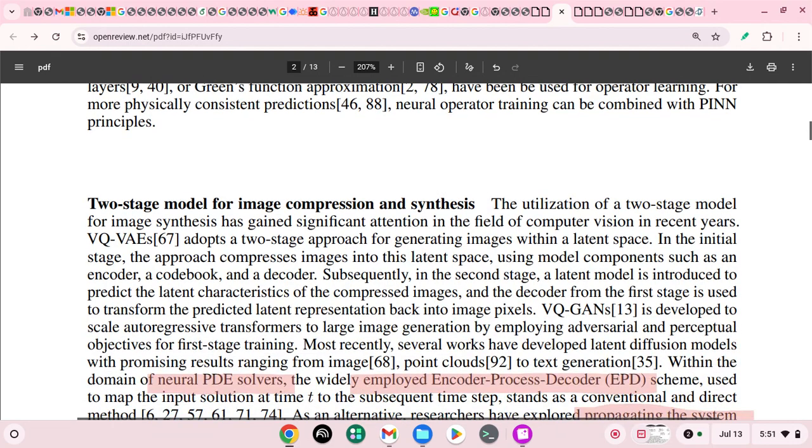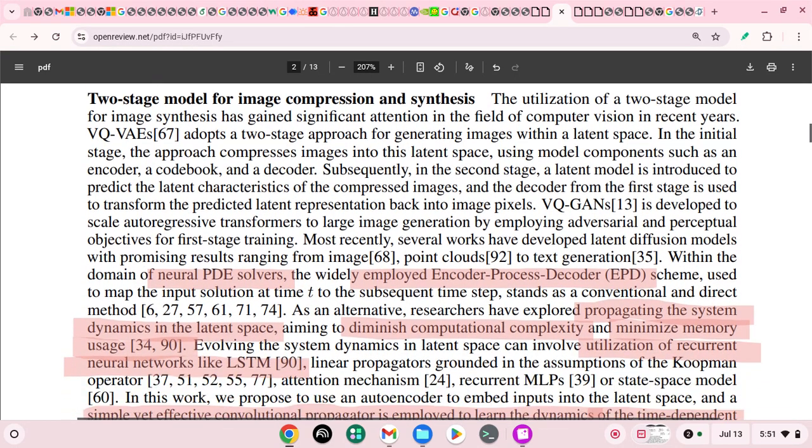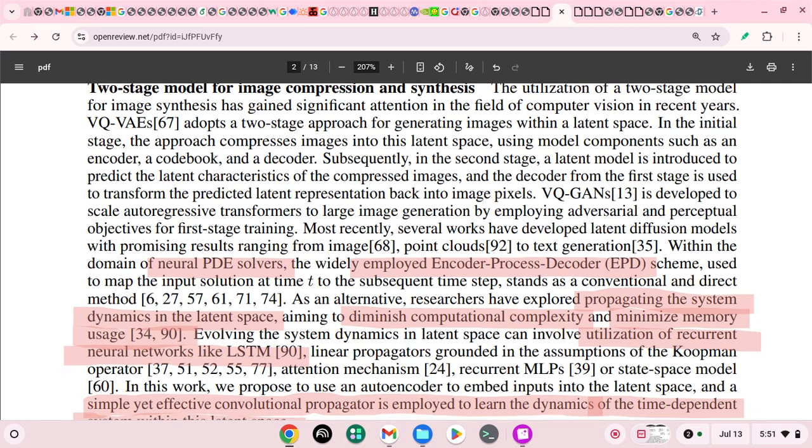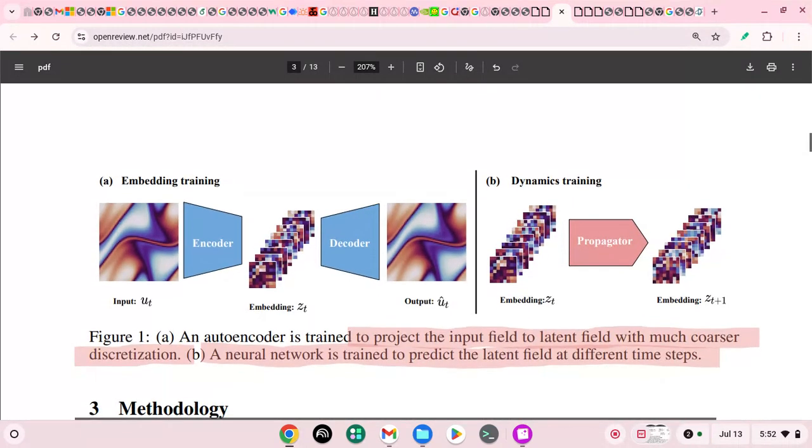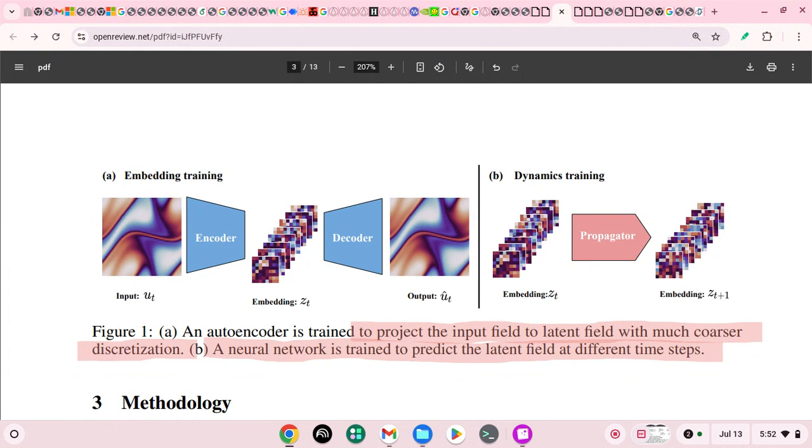So the two stages involve, as mentioned earlier, first building an encoder-decoder model based on convolutional neural networks. We try to minimize the computational complexity for evolving the dynamics. Once that reduced dimensional space is built using the nonlinear projection, we can use a standard recurrent neural network like an LSTM, but here the authors prefer convolutional operators to learn the dynamics of the time-dependent system within this latent space. This diagram beautifully represents what we have discussed so far.